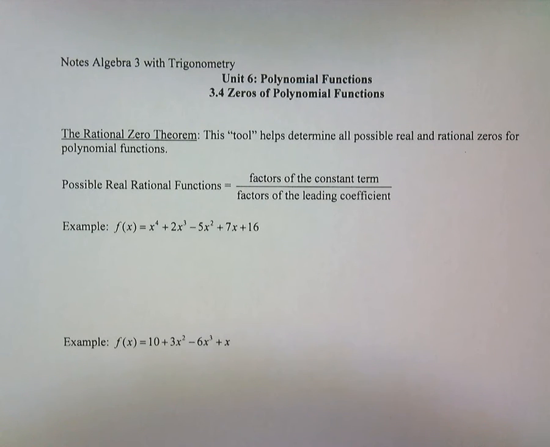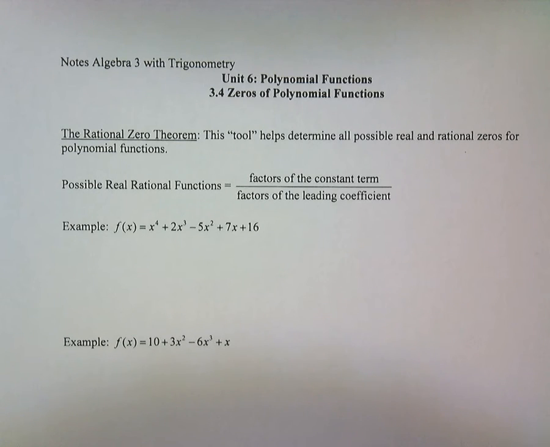This unit here talks about finding zeros of polynomial functions. So we're specifically looking for the x-intercepts. And we're going to use the rational zero theorem. It's also called the rational root theorem. And it's just a tool to help you determine all possible real and rational zeros for a polynomial function.